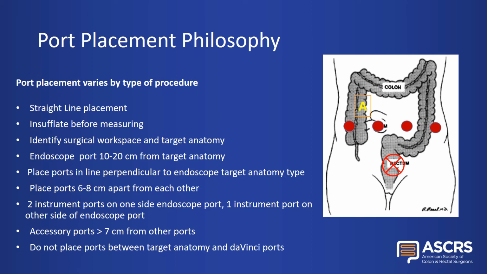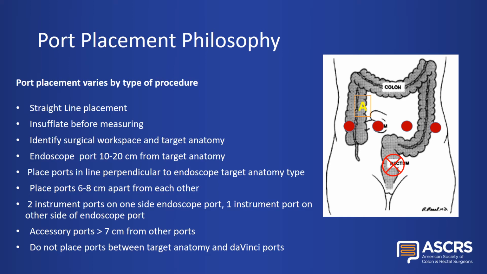to the targeted region. The Xi arms work best in a parallel setup, which can be achieved by arranging the ports in a straight line. Remember to insufflate before measuring. Setting the ports up straight will maximize the workspace, as stated.